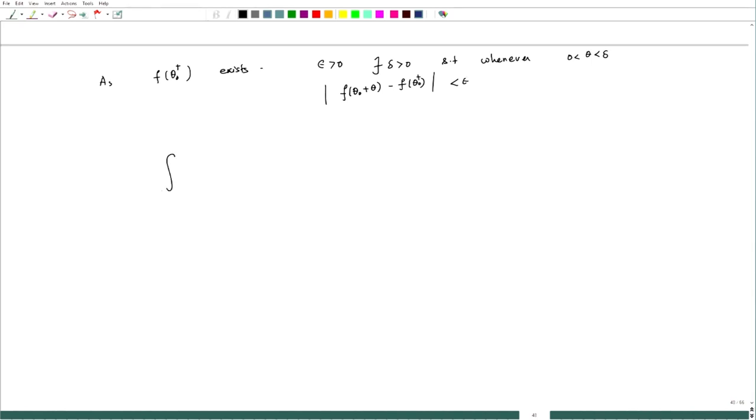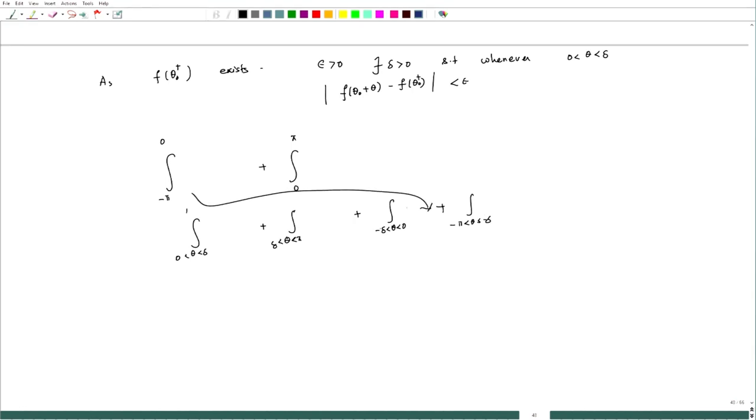So, you change it, this integral we have minus pi to 0 and plus 0 to pi. In this case you break this integral again exactly in the same manner: when θ is less than delta, and here plus θ greater than delta and less than pi, plus minus delta less than θ less than 0, and minus pi less than θ less or equal to minus delta. So, this integral corresponds to these two and this integral corresponds to this.